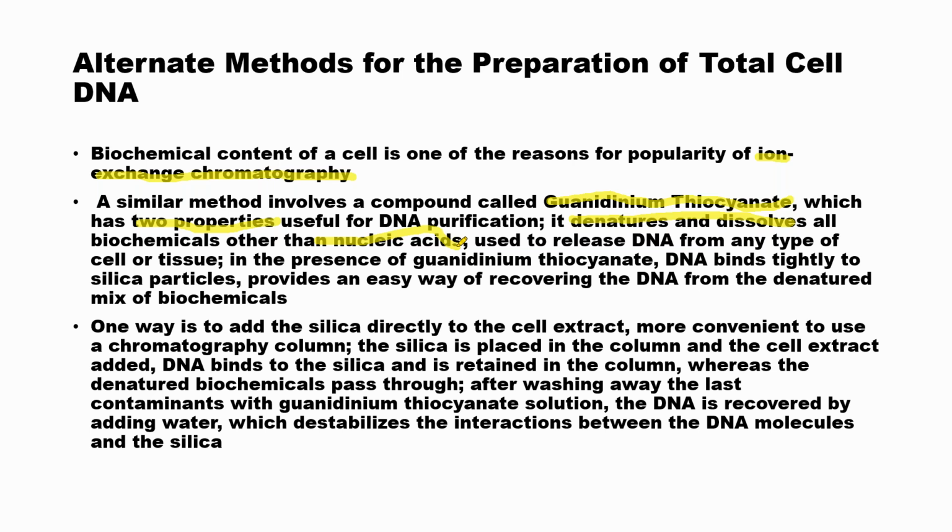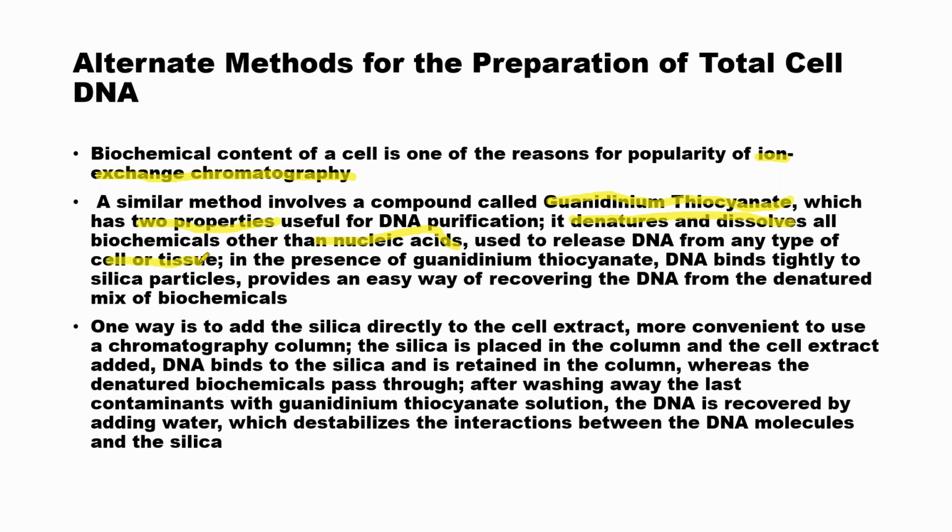For example, if a cell extract is treated with guanidinium thiocyanate, apart from DNA, all other biochemicals are denatured and dissolved. If we add guanidinium thiocyanate to a plant cell extract, which has DNA, RNA, carbohydrate and proteins, DNA will remain and guanidinium thiocyanate will denature and dissolve all other contaminants such as RNA, proteins and carbohydrates. So it's a very good function. Hence, it is used to release DNA from any type of cell or tissue.